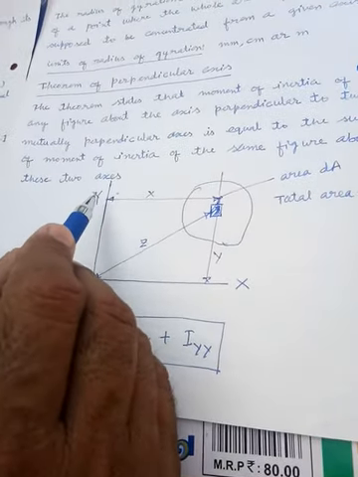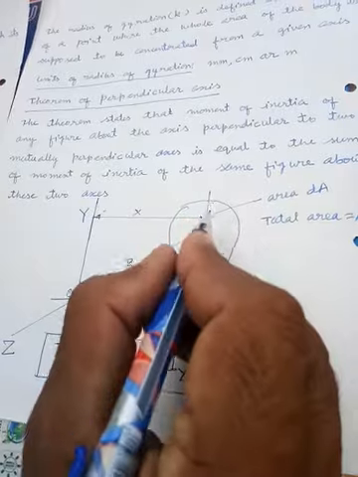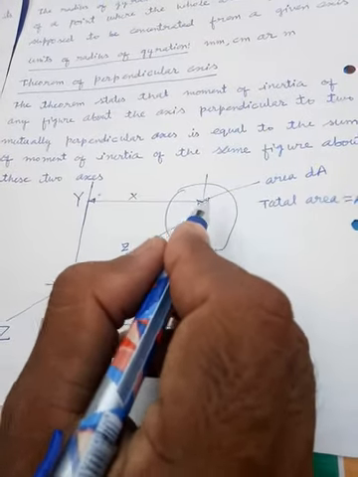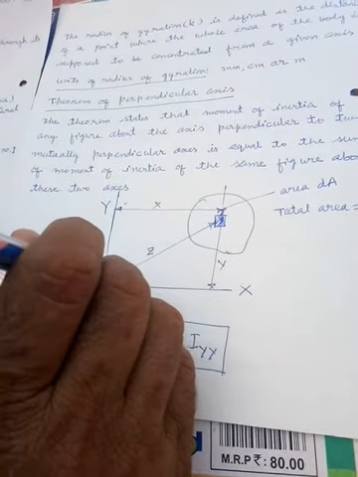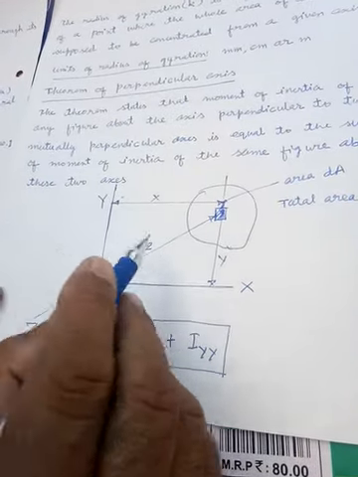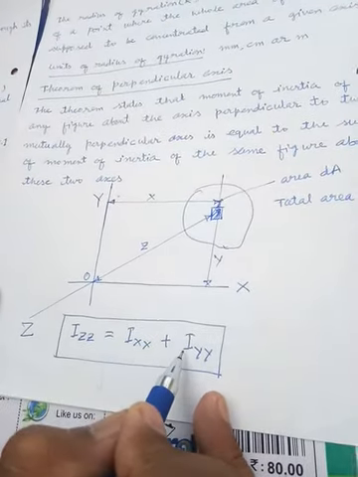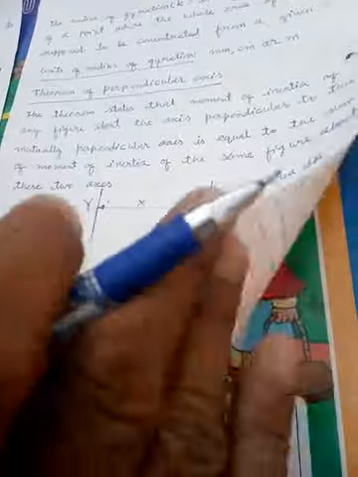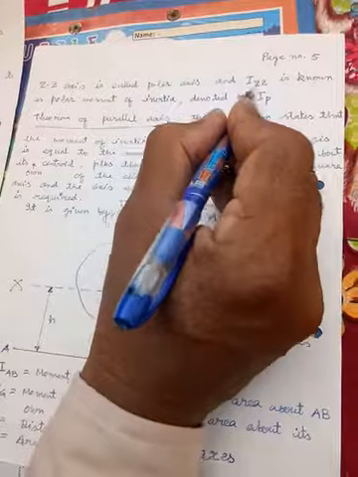Again I am repeating, the theorem of perpendicular axis. These are two mutually perpendicular axes, the x-axis and y-axis, and this is a lamina of area A. The moment of inertia of this lamina about the third axis, the z-axis, which is perpendicular to the x-axis and y-axis, is equal to the moment of inertia about the x-axis plus the moment of inertia about the y-axis. The z-axis is also known as the polar axis, and Iz is known as the polar moment of inertia, denoted by IP.